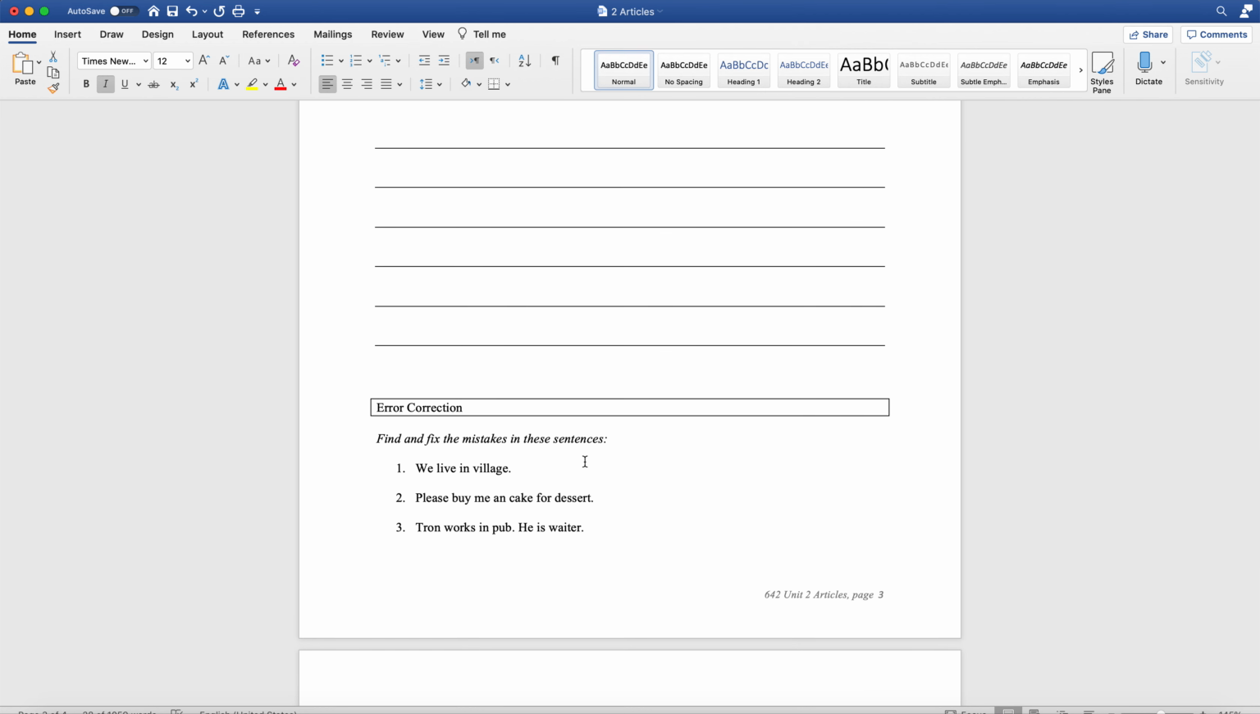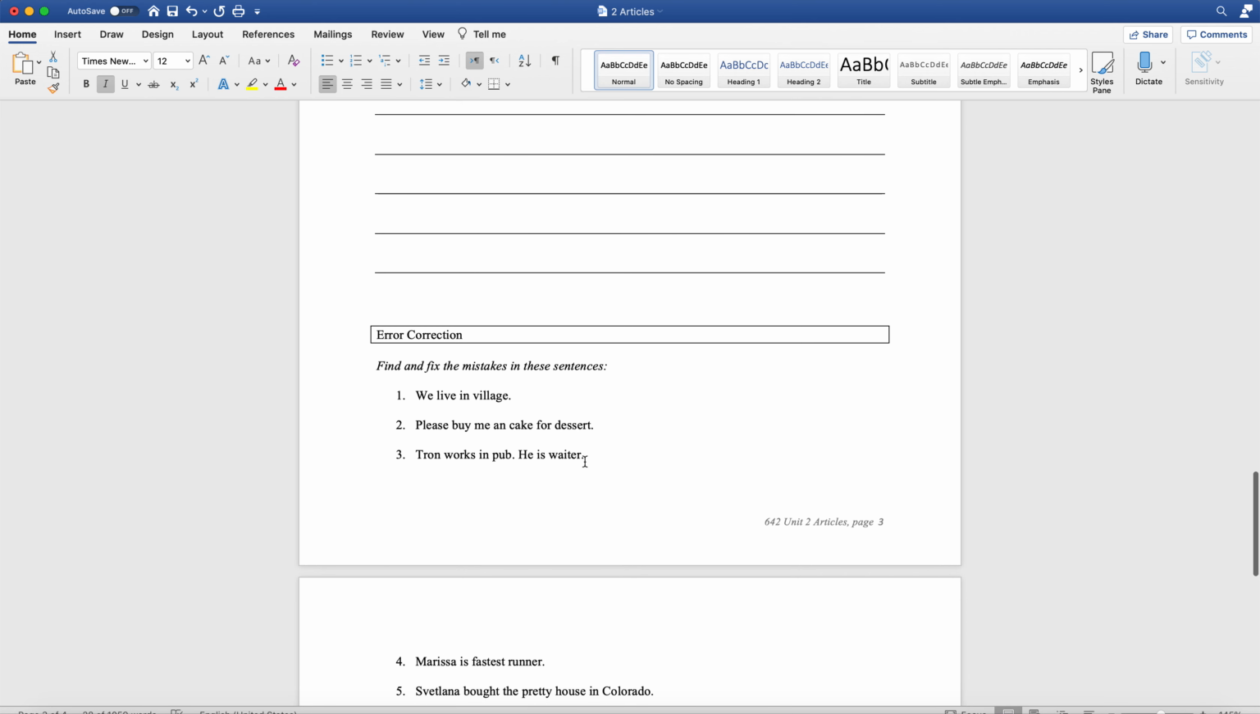Find and fix the mistakes in the sentences. We live in village. We live in a village, because there's lots of villages, but we don't care which one. We just live in a village. Please buy me an cake for dessert. Well, an is only used for vowels, and this is cake, so no. Cake starts with a C.